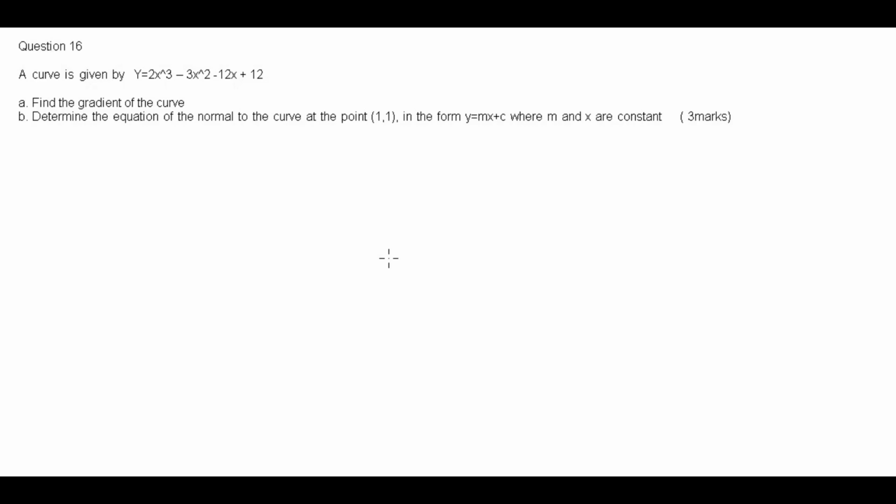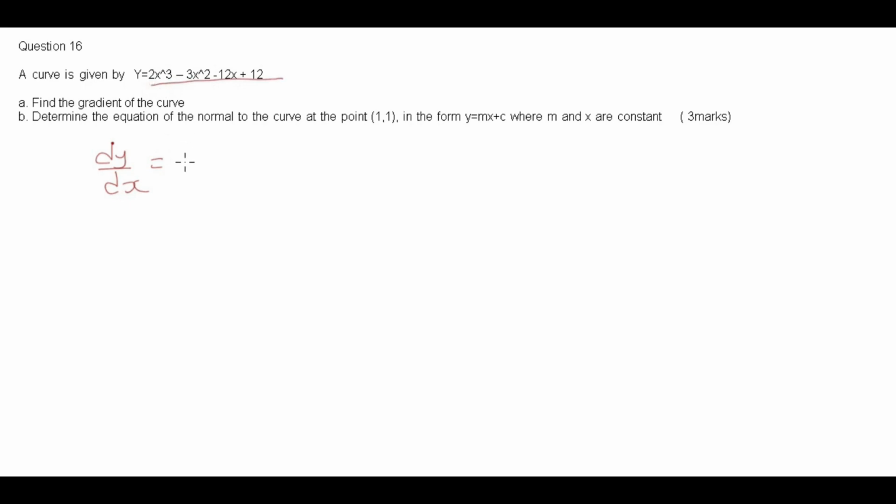A curve is given by y = 2x³ − 3x² − 12x + 12. Find the gradient of the curve. So the gradient of the curve is change in y over change in x. So we just differentiate this equation.